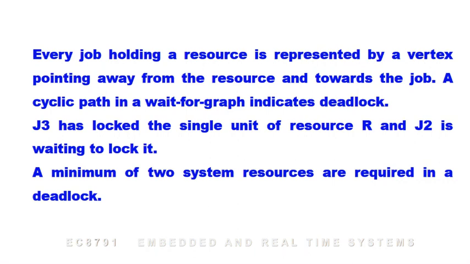J3 has locked the single unit of resource R and J2 is waiting to lock it. A minimum of 2 system resources are required in a deadlock.